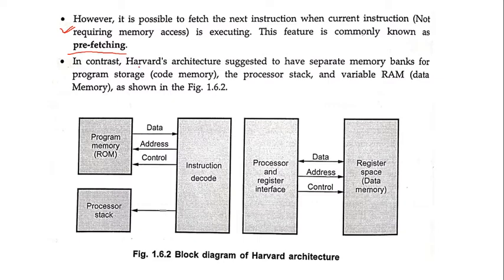In contrast, the Harvard architecture suggests having separate memory banks for program storage, code memory, processor stack, and variable ROM. So all these are separated by their own. In the Harvard architecture, we can see over here a program memory that is separate from the processor stack and instruction code. So directly we can manipulate all these things. So we can also call it very flexible. We can change the amount of program memory as per our requirement and the processor stack. Whereas the processor register interfaces directly with the register space, and data is directly connected to it.